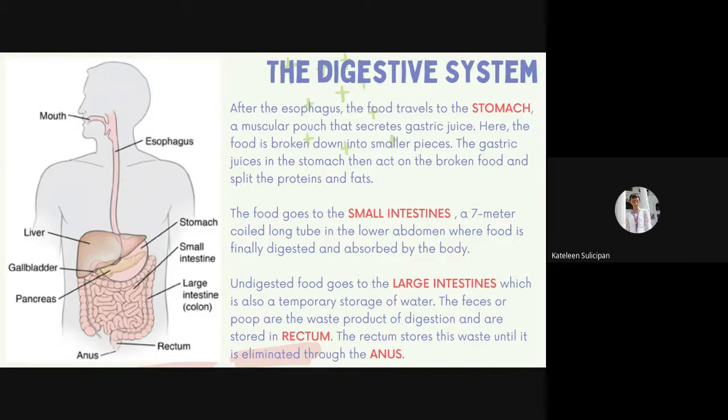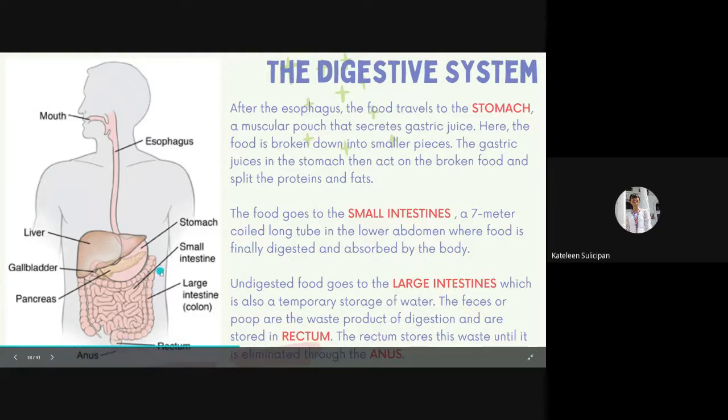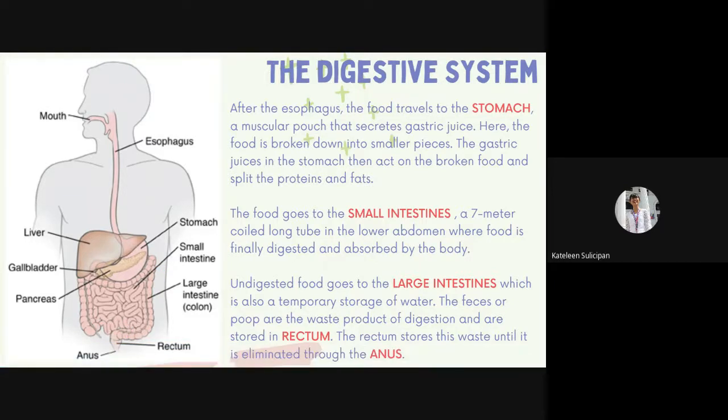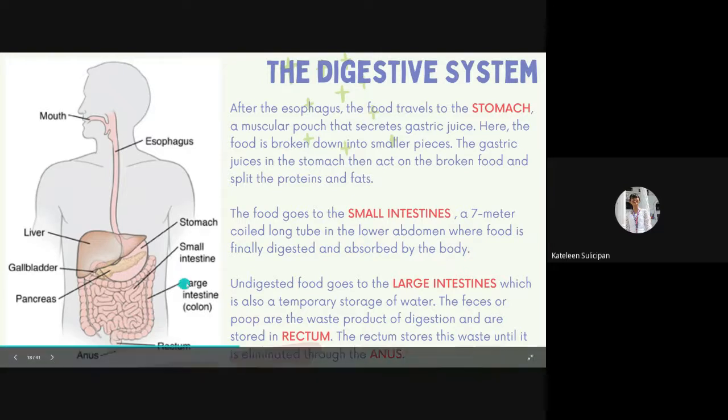Sa small intestines na pala mag-e-end, and yung undigested food, like it says here sa PowerPoint, it goes to the large intestines, which is also a temporary storage of water. So, the feces or poop, yung tae, are the waste product of digestion and are stored in rectum. So, ito yung rectum, and the rectum stores this waste until it is eliminated through the anus. So, yung anus is dun lumalabas yung tae natin, yung undigested food, ganon. Waste product. So, waste product yung poop natin.